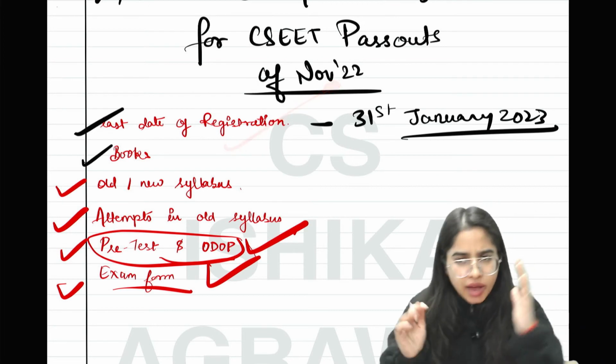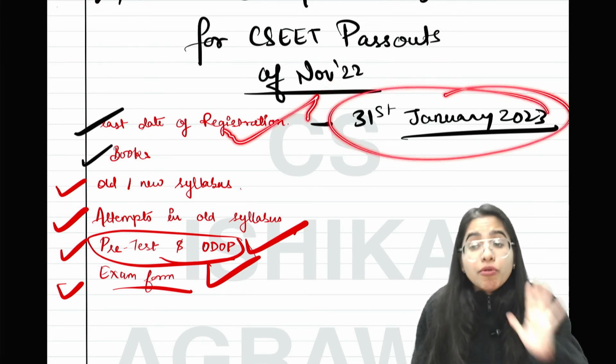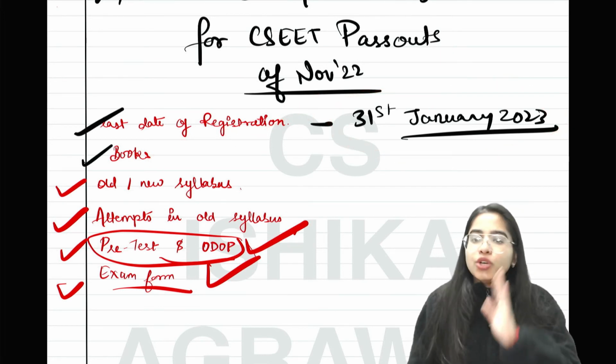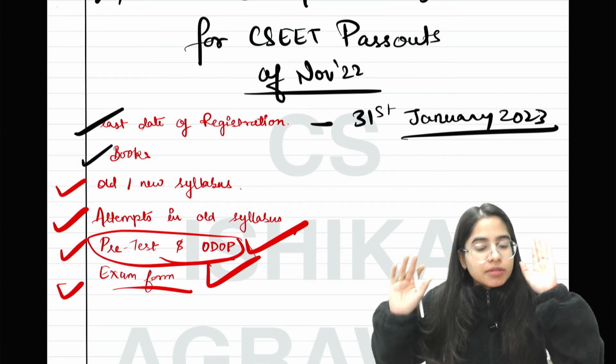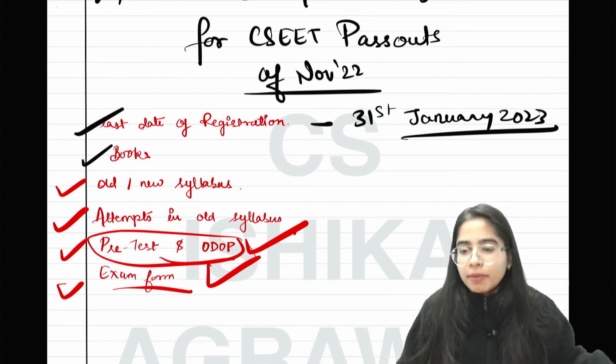So as of now, what you have to do is just register with ICSI before 31st January, and then you will get your books. You will be subject to the old syllabus. The old syllabus is the best. Go for the old syllabus. You get 3 attempts in the old syllabus. You will be able to crack it.